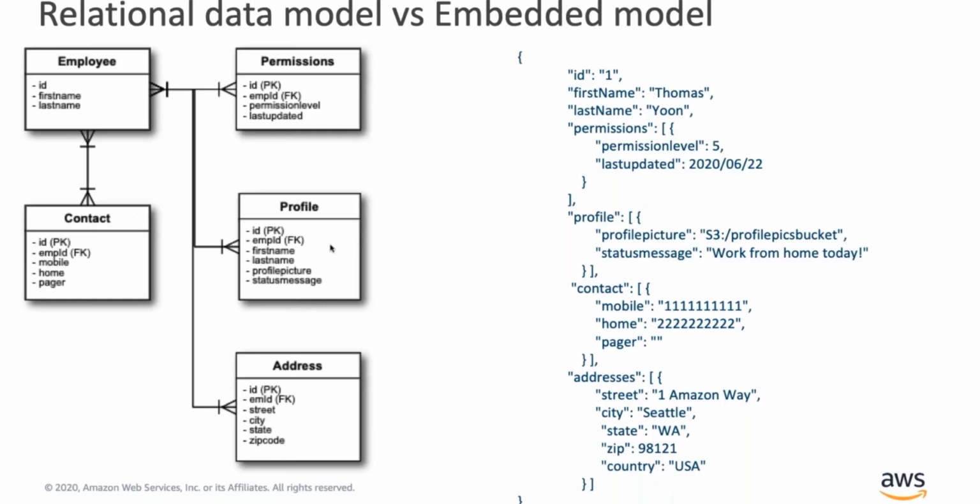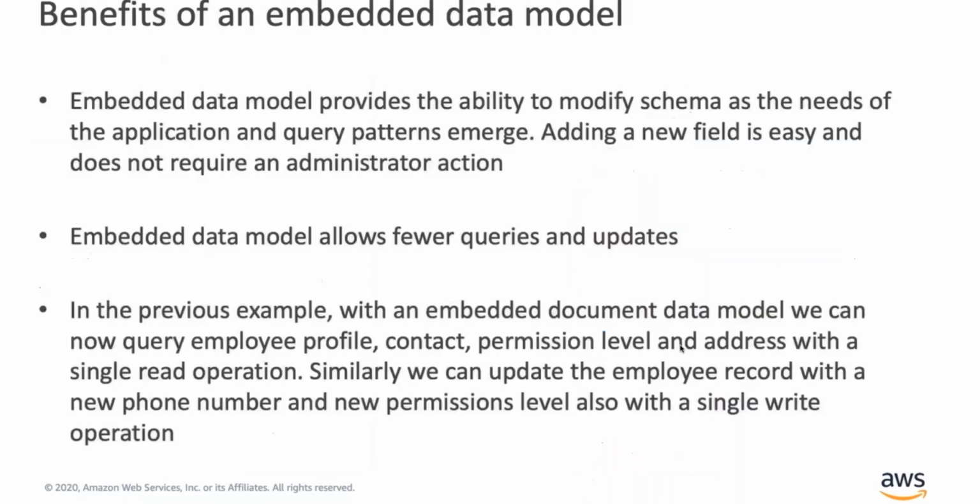If you were to model this in a document data store, we would recommend that you use the document model or the embedded model, where all of this information would be captured inside of one JSON document. And tables which were previously profile, address, contact, and permissions essentially become embedded documents inside of the main JSON document. So here I have one employee whose entire data is represented in the embedded data model inside of a single JSON document.